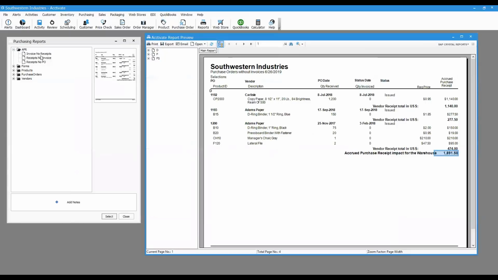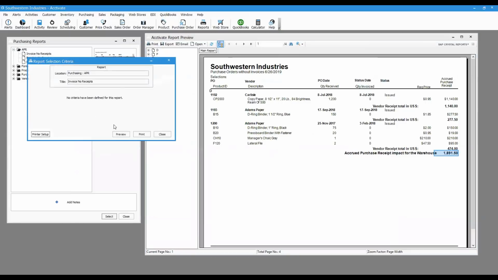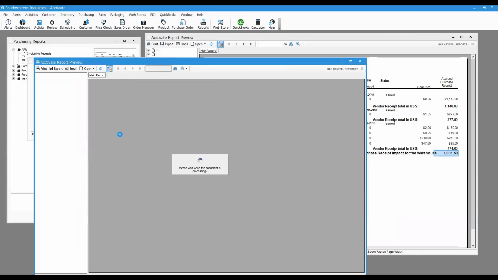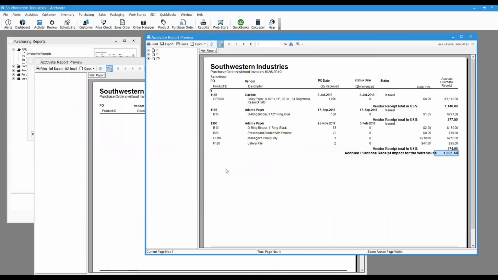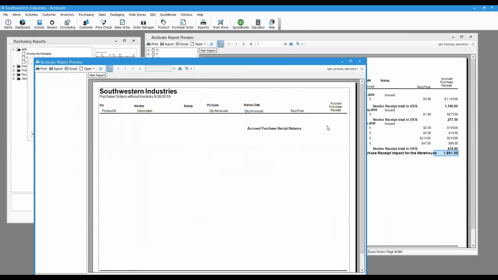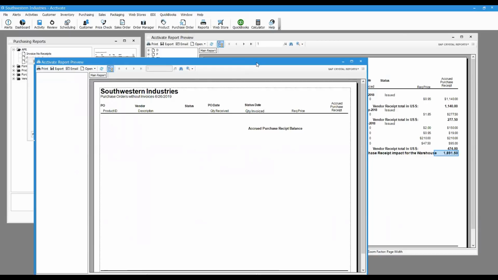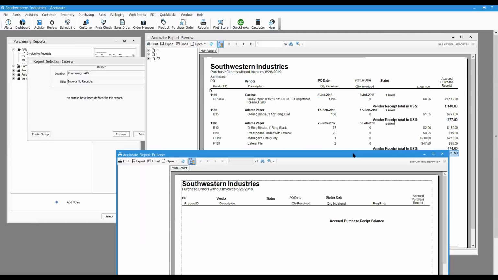Then the second side of this is sometimes I get the vendor bill and it gets entered before I get the goods. That's a different conversation. I'm not a fan of that. I'd rather hold on to the bill or handle that differently, but it would be $1,891 minus whatever's on this report. That should be the balance of my accrued purchase receipts account, those two numbers.